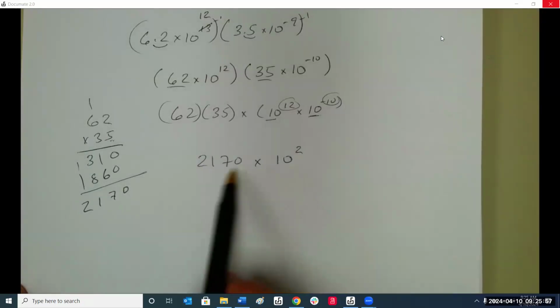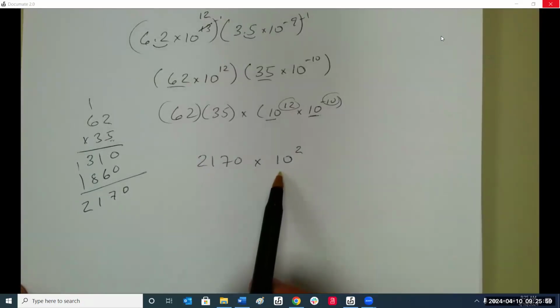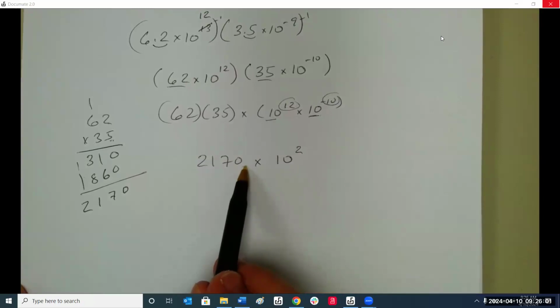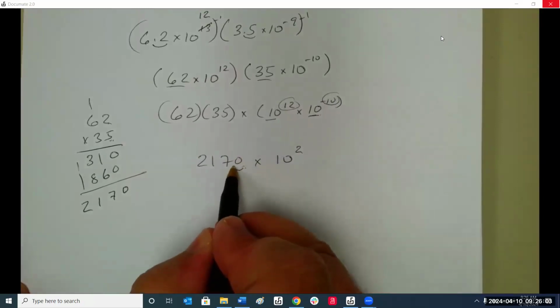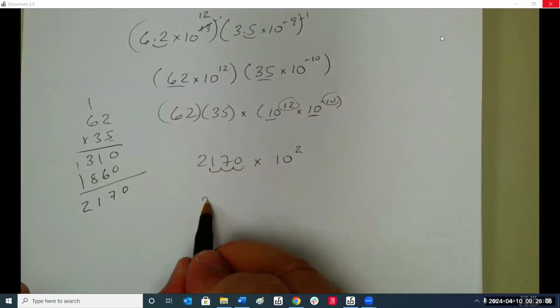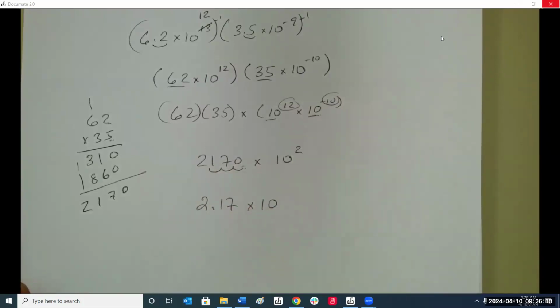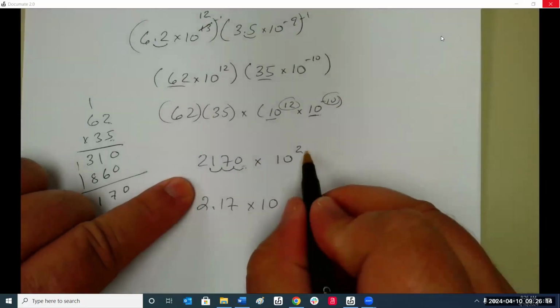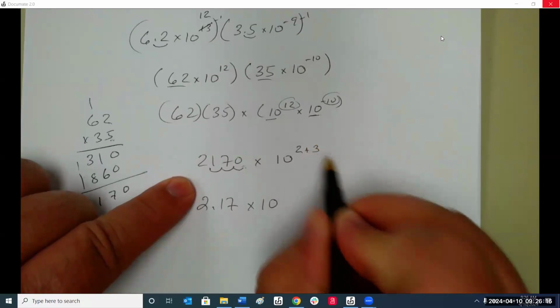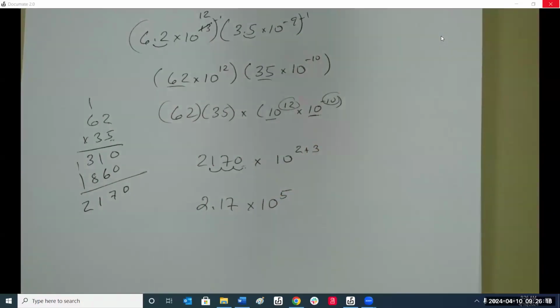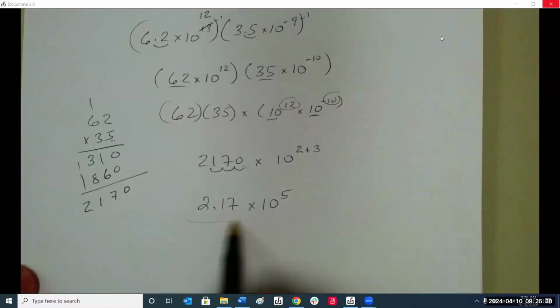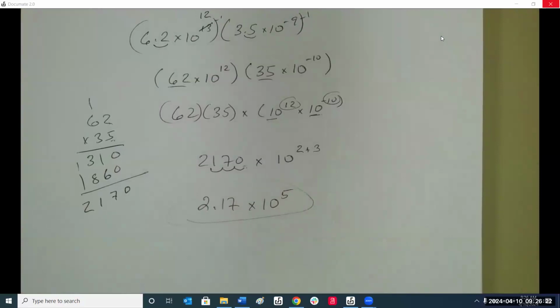Is this number in scientific notation? No, because the decimal's over here. I have to move it over to 2.17. Since I moved it to the left 3 spaces, I have to add 3. So there's my answer. We'll pick up from here next time.